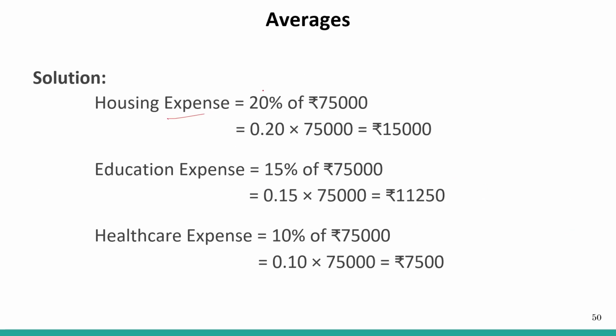So for housing expense, it is 20% of our whole income, so it will be 15,000. And for education expense, it is 15%, so it is 0.15 into 75,000, which is equal to 11,250. So healthcare expense is equal to 10%, so it will be 10% of 75,000, which is equal to 7,500, right?